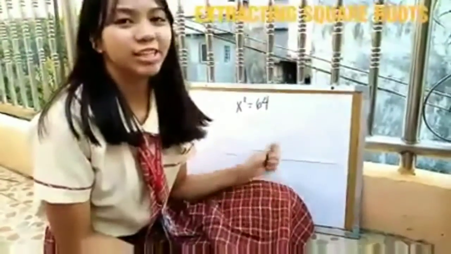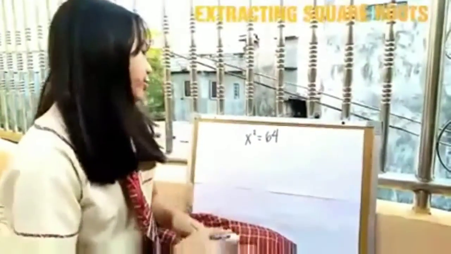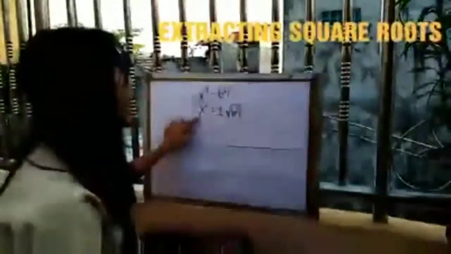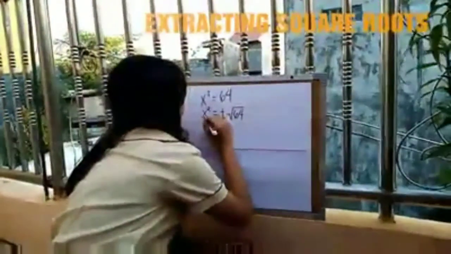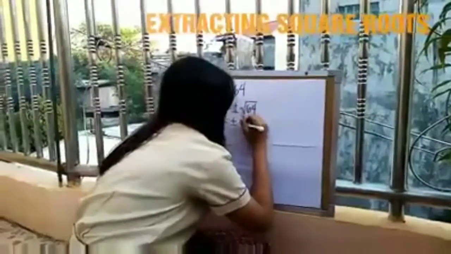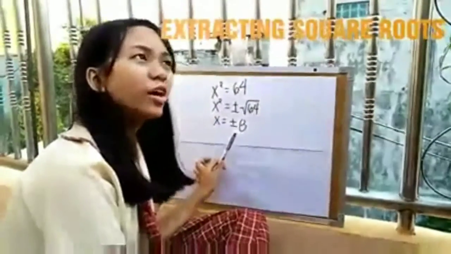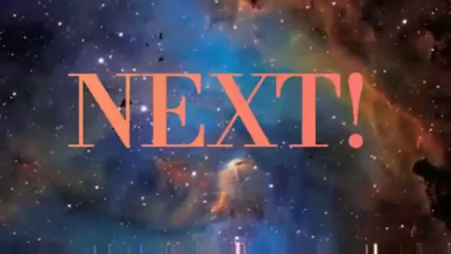So now, let's try solving it by giving some examples. x squared is equal to 64 is a second-degree polynomial equation, or quadratic equation. So now, let's try the square root property. x is equal to positive or negative square root of 64, which is equal to positive or negative 8. So positive and negative 8 are the roots of the quadratic equation x squared is equal to 64.